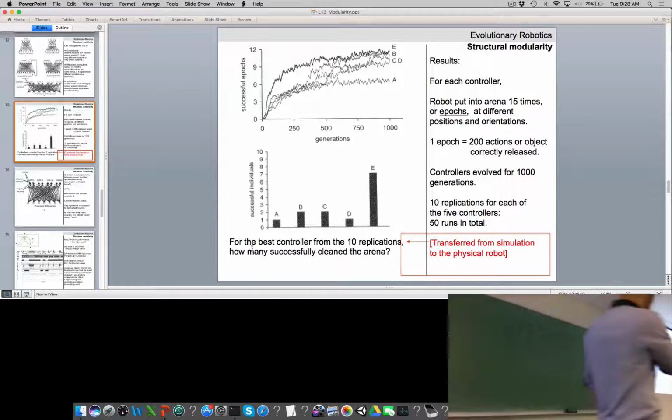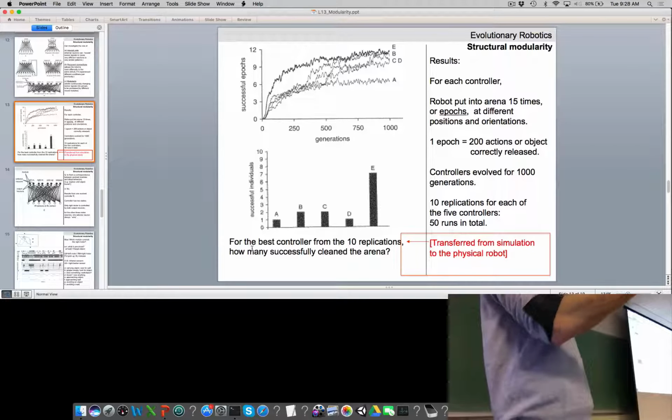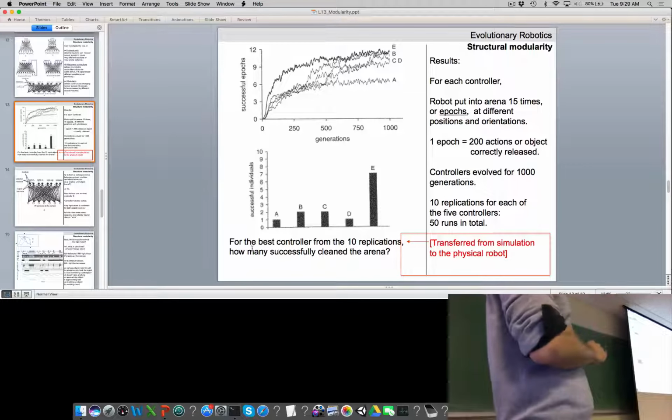I realize now that I misspoke. They did not do all of this work in the physical robot. They did it in a simulation. It was a 2D kinematic simulator, which is just a much simpler version of a physics engine. So they did do everything in simulation.